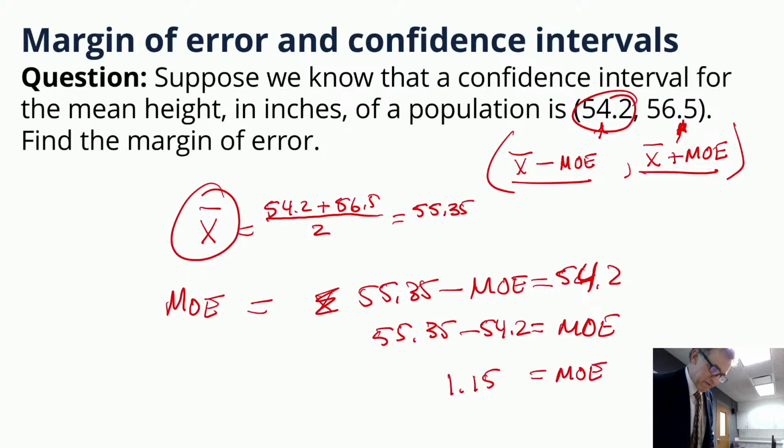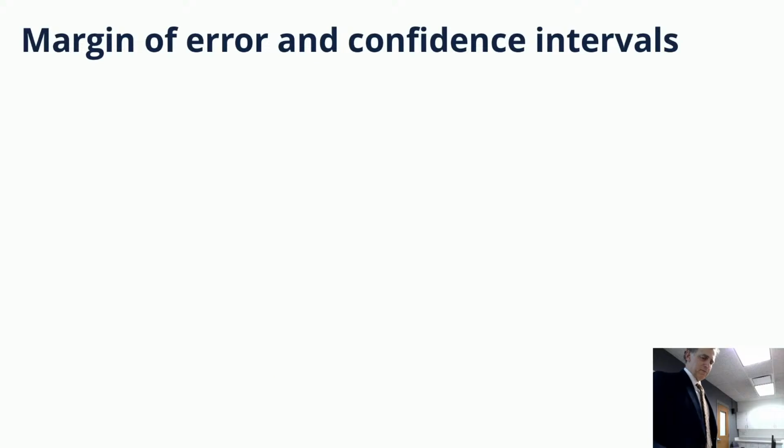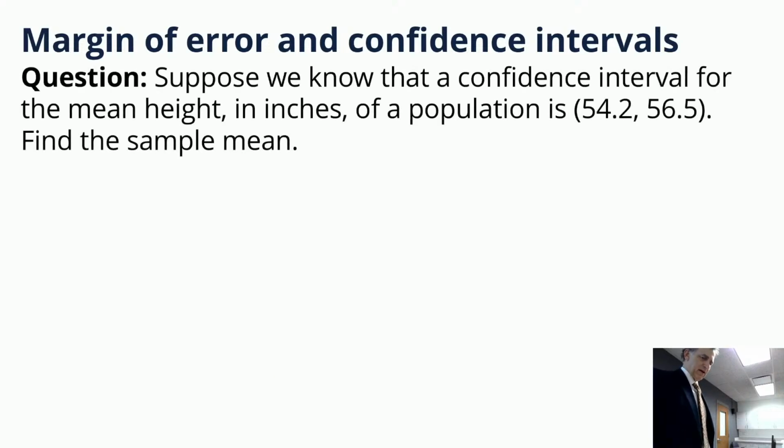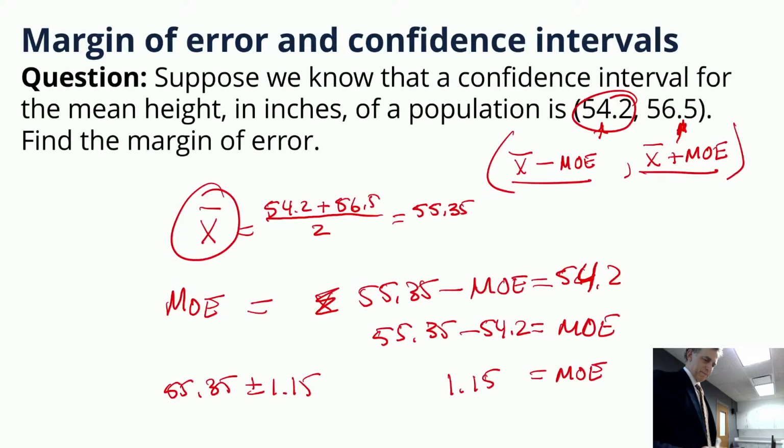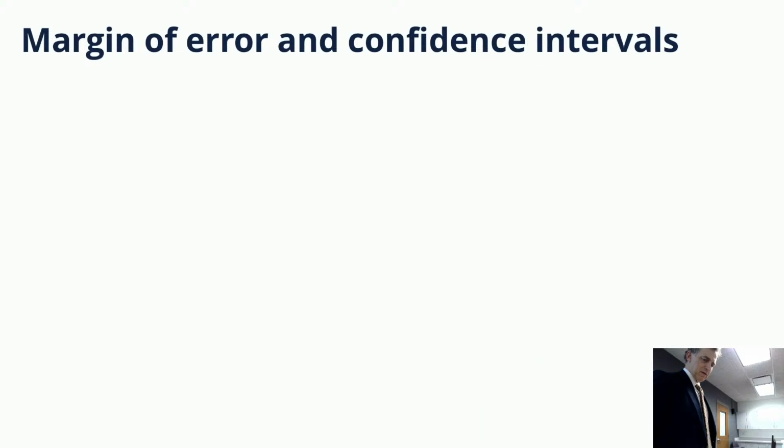And so the final way that you could write this is 55.35 plus or minus 1.15. Really not hard. I know I'm dragging this out because basically I don't have anything for you today. It's all boring. What about sample mean? We already did it. So it's back here, sample mean. Well, that was easy.